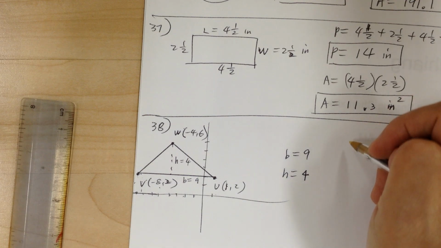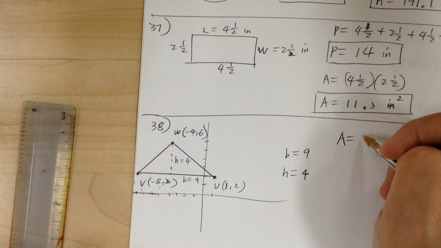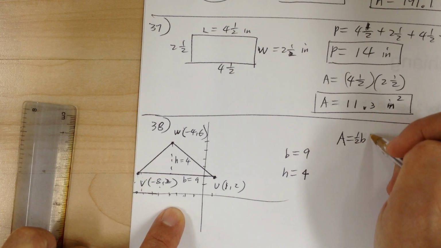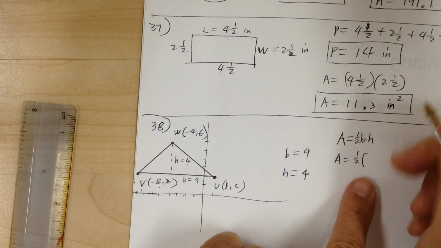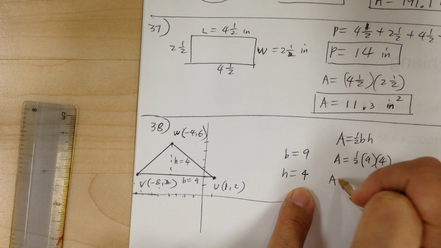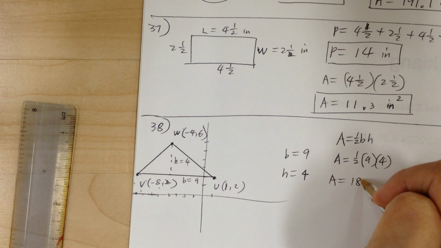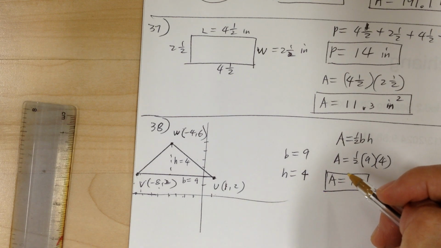Okay. So let's do the area first because that's the easy one. So area is 1/2 base times height. So area equals 1/2, the base is 9, height is 4. So area equals 18. Does it have any label? No. Okay, so that's the easy one.